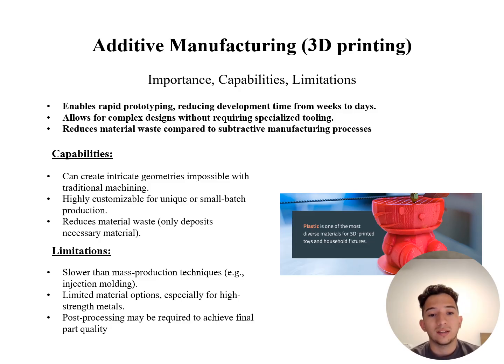Some capabilities is that it can create intricate geometries impossible with traditional machinery. It's highly customizable and also reduces material waste. Some limitations include slower than mass production techniques, limited material options, and post-processing may also be required to achieve final part quality if you want a super smooth finish or you want it to have a certain feature that you wouldn't be able to do on the 3D printer itself.